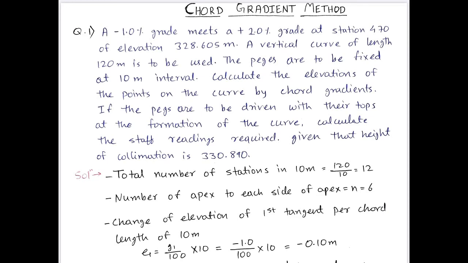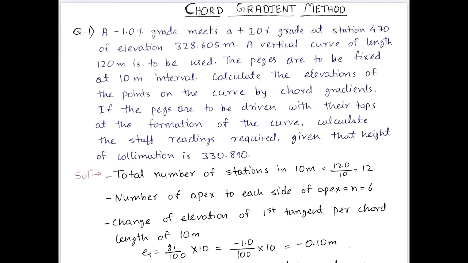Hello friends, in this video we are discussing the chord gradient method. So the example states: a -1 degree grade meets a +2 degree grade at station 470 of elevation 327.605 meter. So station having a chainage of 470 and the elevation of 328.605 meter. A vertical curve of length 120 meter is to be used.